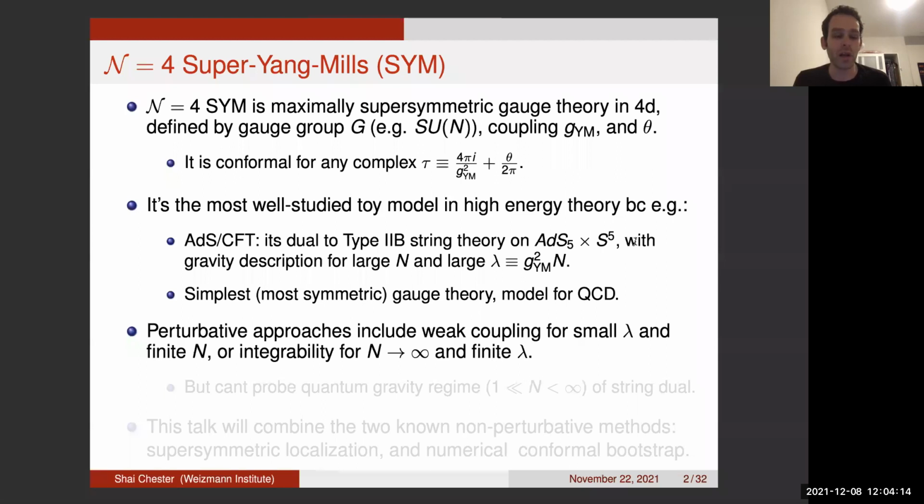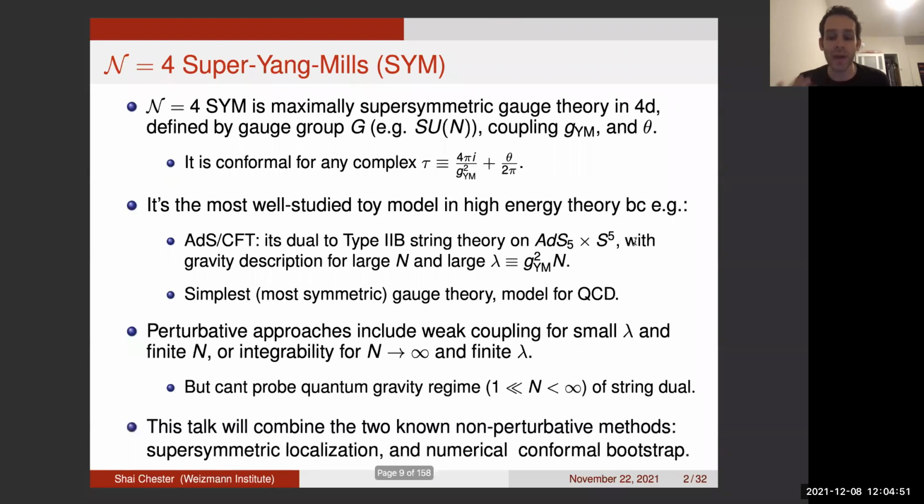Another much more subtle, but nonetheless perturbative approach is integrability. This is perturbative in 1/N, but finite in lambda. In particular, in this limit, it does not depend on theta. That's why it's only for the 't Hooft coupling. Both of these methods are very powerful, but their limitation is that you cannot probe the quantum gravity regime of the string dual, where N is very large but not infinite. To say it another way, integrability studies the classical string, but has more difficulty studying the quantum string, which are the 1/N corrections.